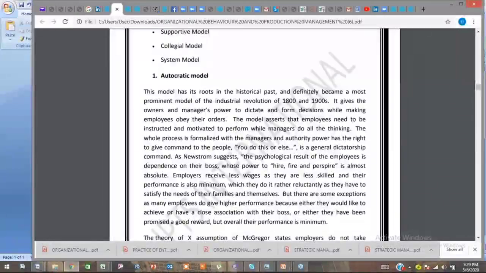This model has its roots in the historic past and definitely became the most prominent model of the Industrial Revolution. The Industrial Revolution started in the 17th century, running through 1800 to 1900. You guys should know the revolution we are in now. We are in the technology revolution. We had the Stone Age, then we had the industrial revolution, and this autocratic model was most prominent in that age. It gives the owner and the manager power to dictate and make decisions while making employees obey the order. This is just like a military rule.